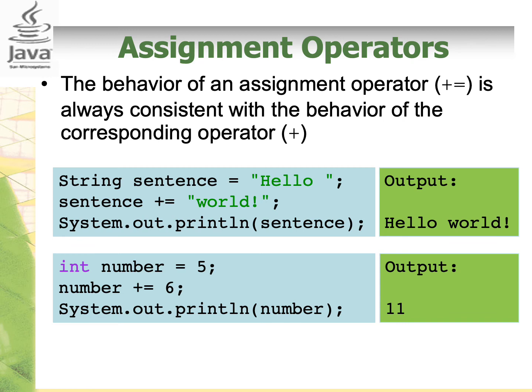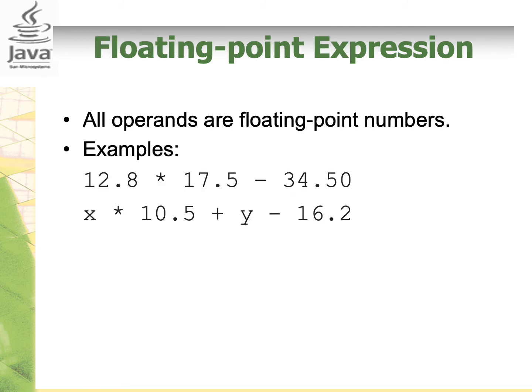If our variable is type int, for example, when we have int number equal to 5, then when we do number plus equals 6, what happens here is number is equal to number plus 6. And we know that the initial value of variable number is 5. So it will do the addition of 5 plus 6 and give us the output as 11. So based on these two examples, we can see how plus equal or addition behaves depending on the data type. When all operands are floating point numbers, we will get the result also as floating point numbers.